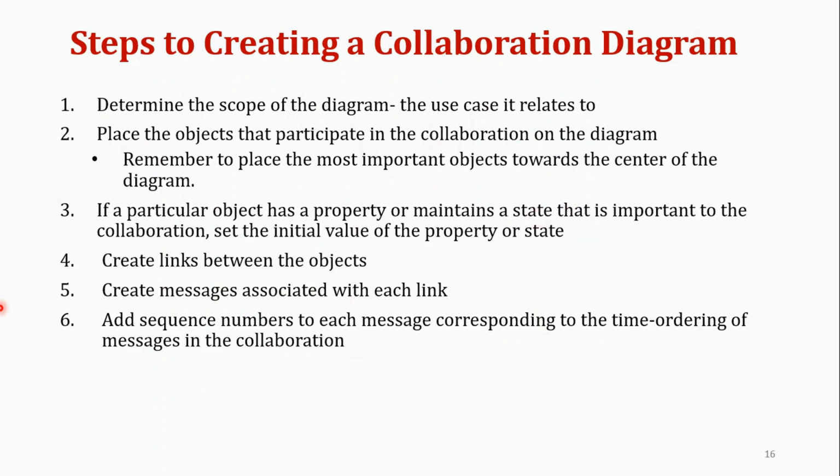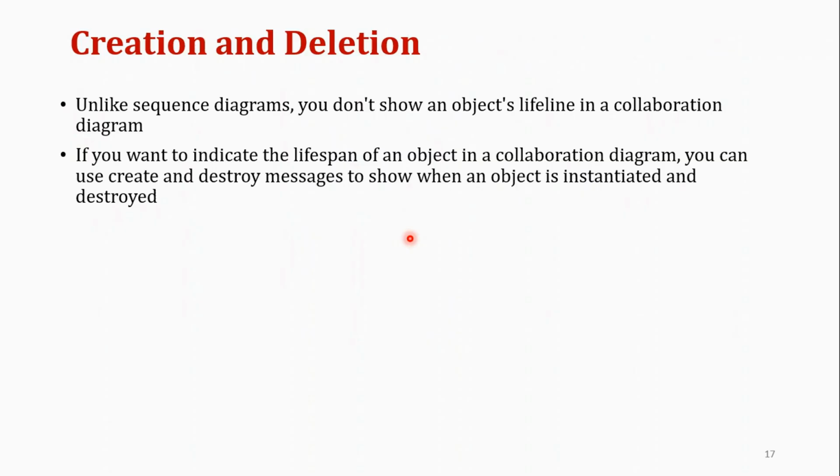The steps to create a collaboration diagram: first, I should identify the use case, and then determine the participating objects in the activity and place the important objects near the center. Then step 4, create the links between the objects. Step 5, add messages to the links. Step 6, assign the sequence numbers. Step 7, include the conditions and iterations if needed. Following these steps, we can create a meaningful collaboration diagram.